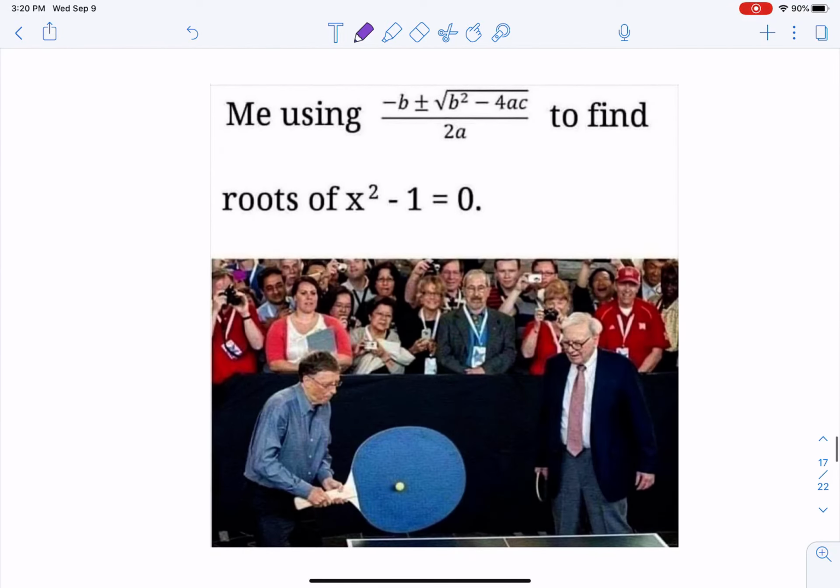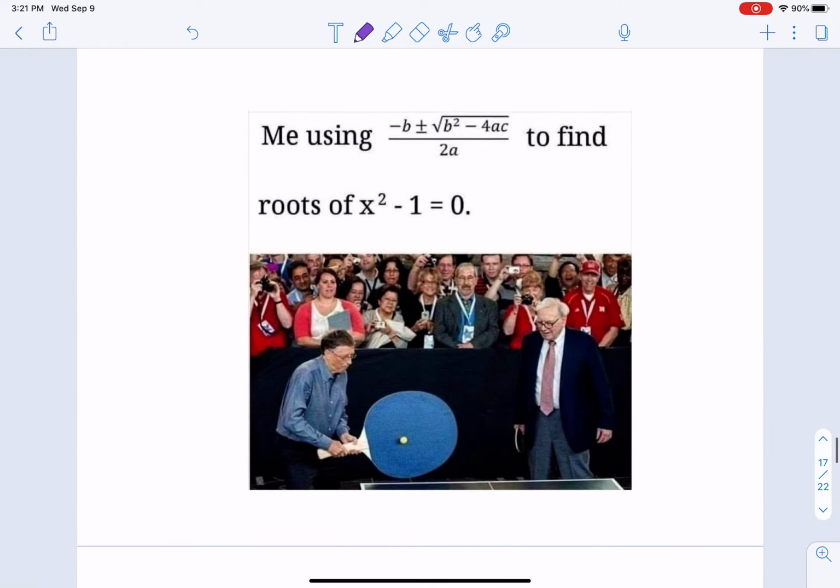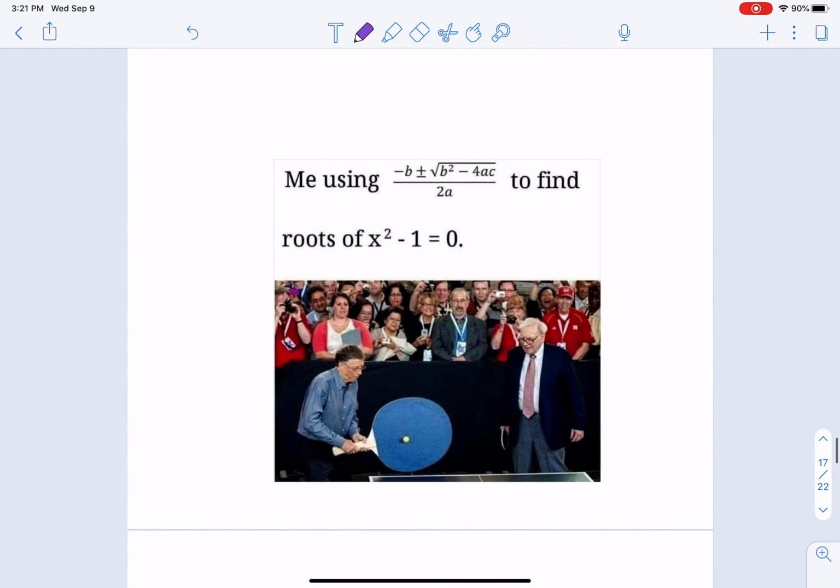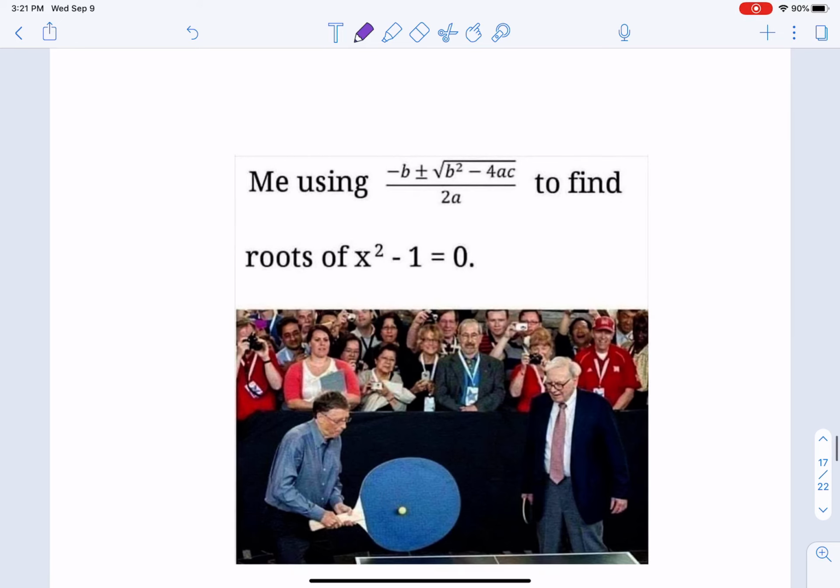Lastly, I want to leave you with this problem. Here is our big ping pong paddle. So me using the quadratic formula to find the roots of x squared minus 1 equals 0. So if you understand that, then you did a great job with this unit.